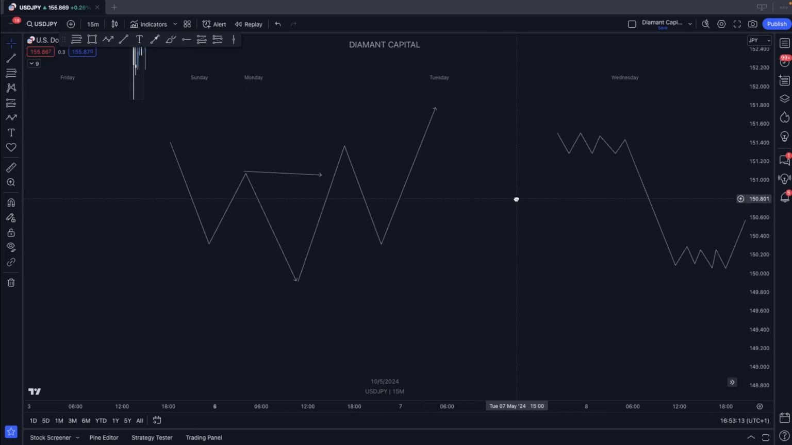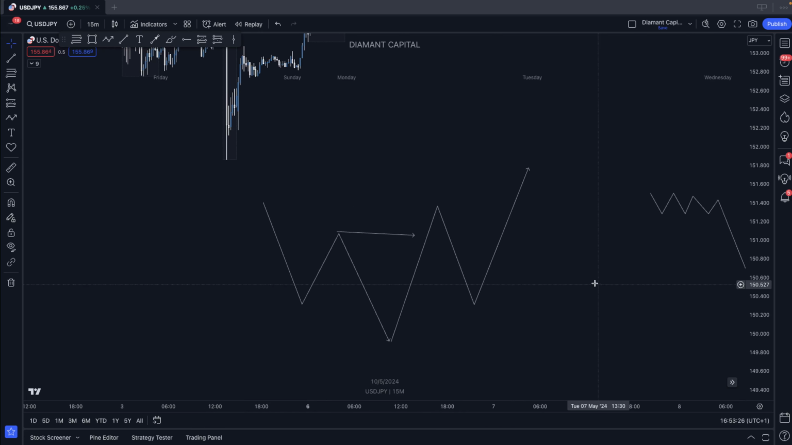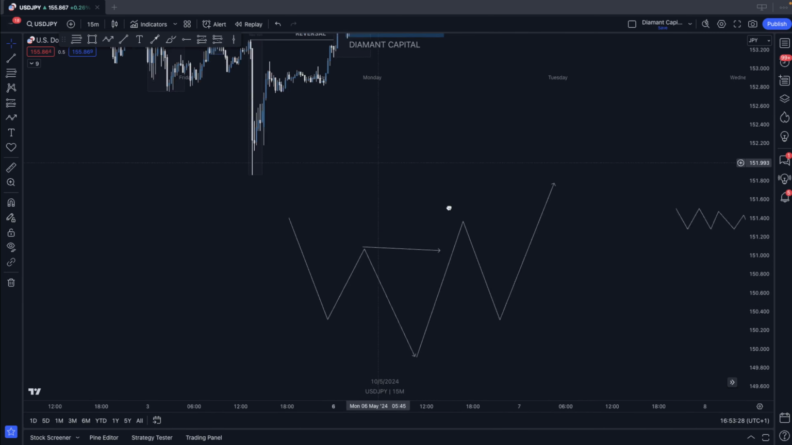Now, remember, as I've said, when we get confirmation to the other side of the market, that's where price will break our primary structural highs or our primary structural lows in the other trending conditions. And then that's when we can assume that we can start to look for buys in this scenario.